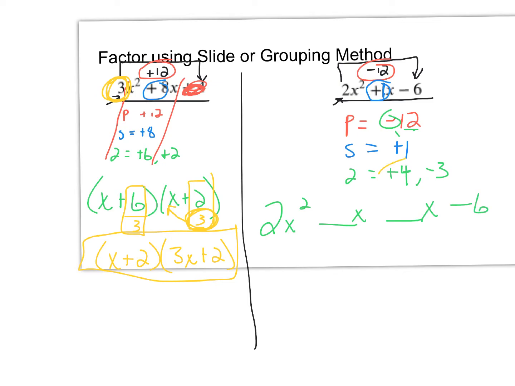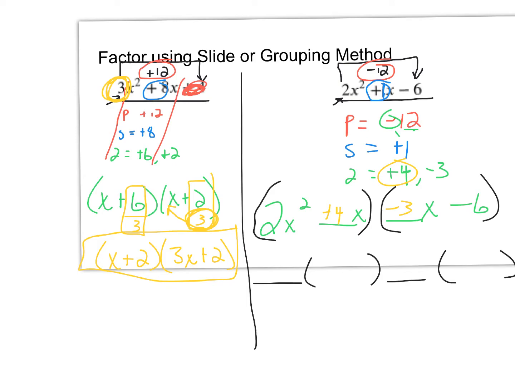Now I'm going to put these numbers on the line, so plus 4 minus 3. Now we're going to group these up. First and second, third and fourth. And we're going to do this. Line, parenthesis, line, parenthesis.